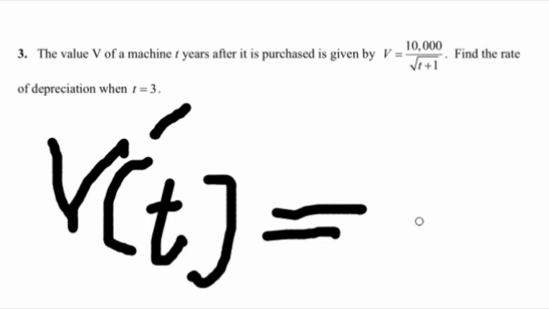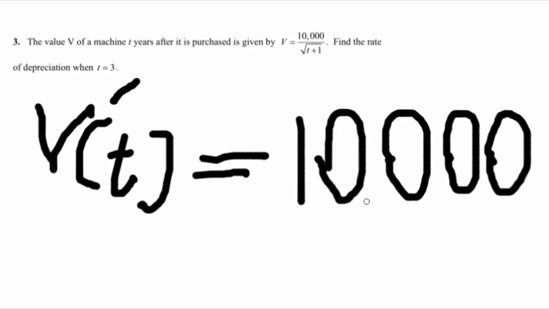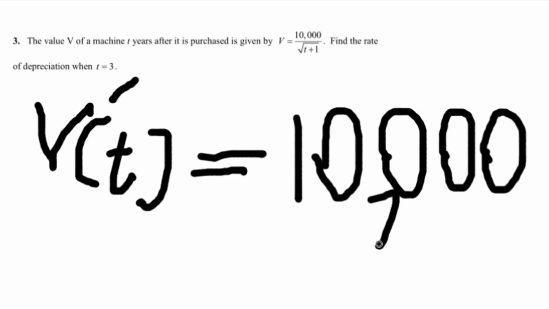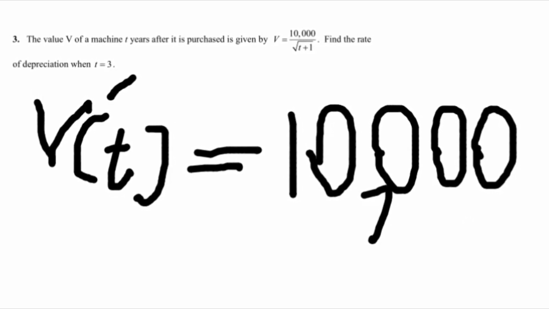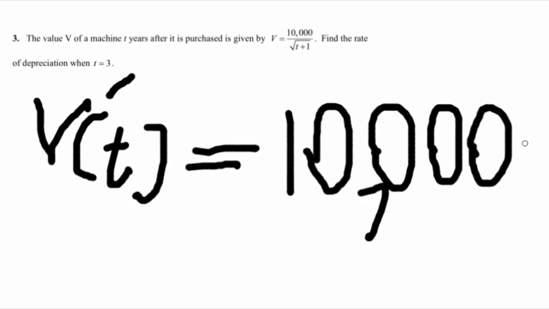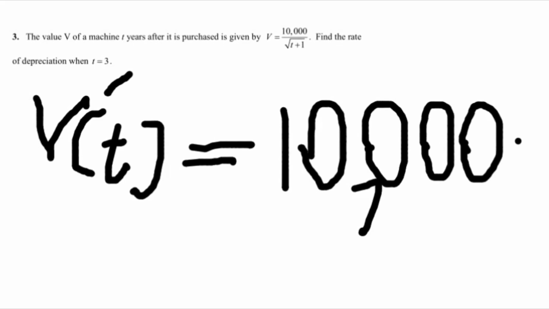To find the derivative of V of t, we need to split it up. We take 10,000, and never forget the comma. Then we draw a multiplication sign, and then we have d over d of t.